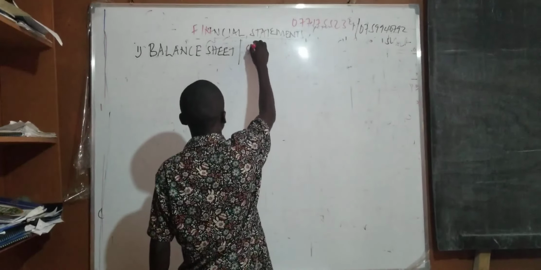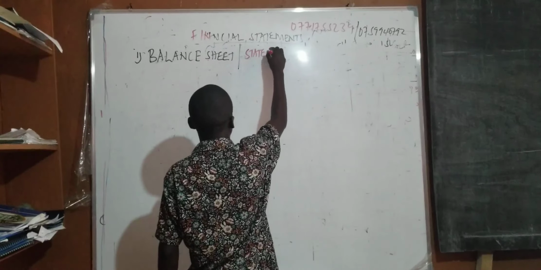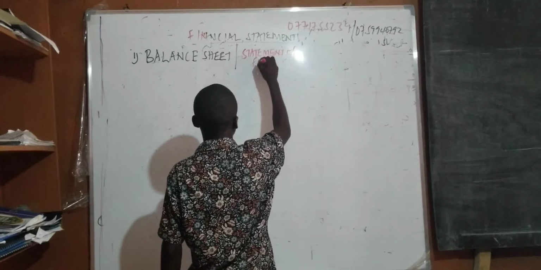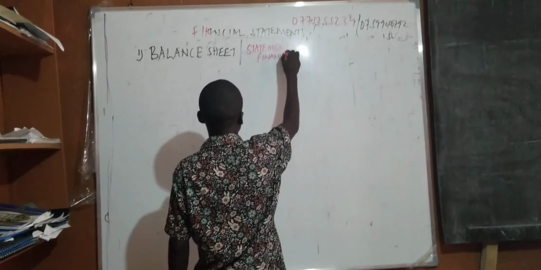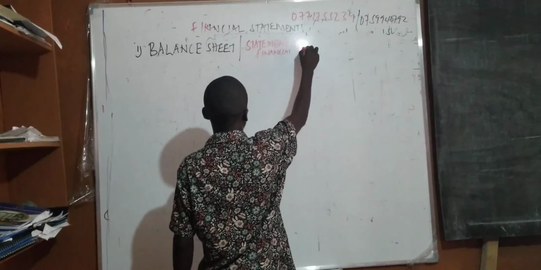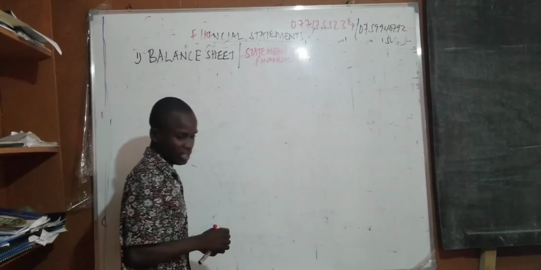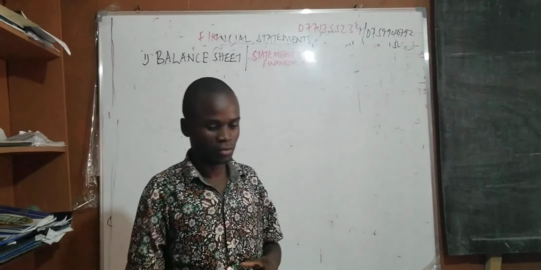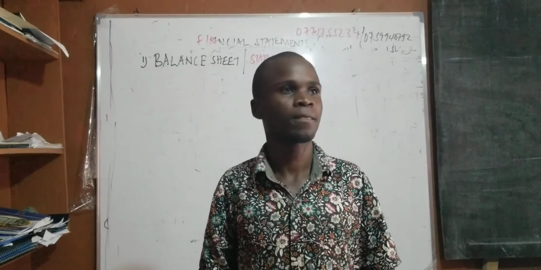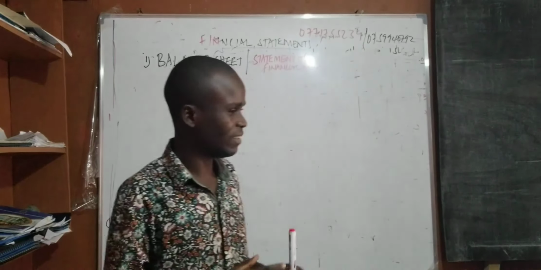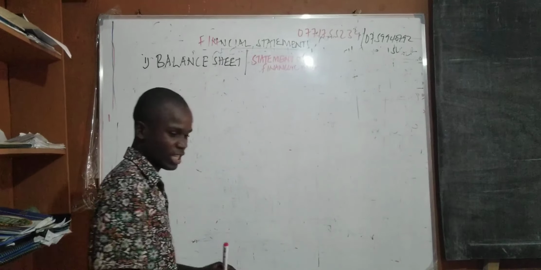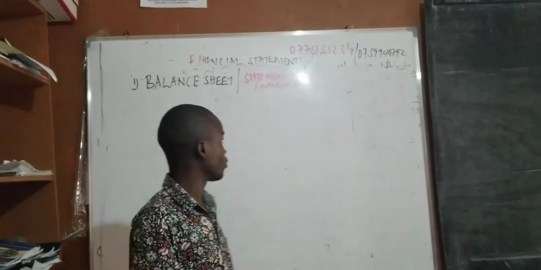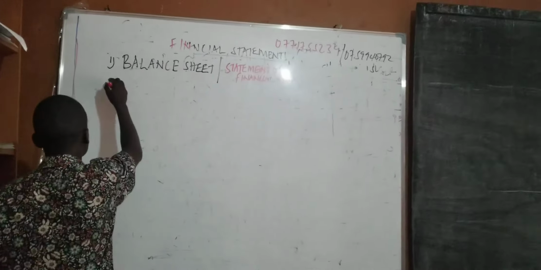Statement of financial position. So what is the balance sheet? This one is just a statement that shows the company's assets, liabilities, and the equity. And it is derived from the accounting equation. There are various ways of writing the accounting equation, but specifically today we are going to use this.